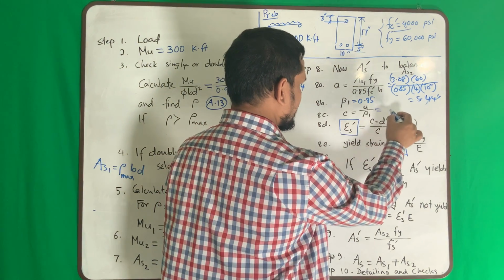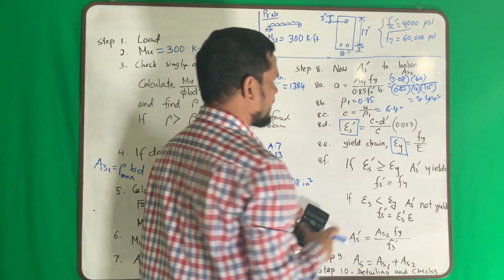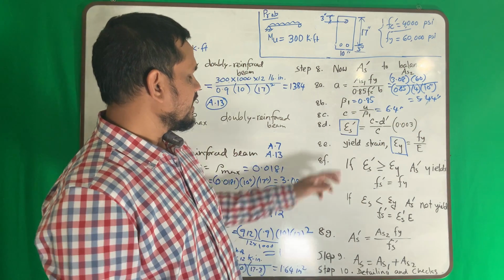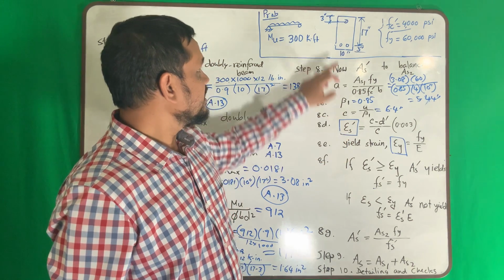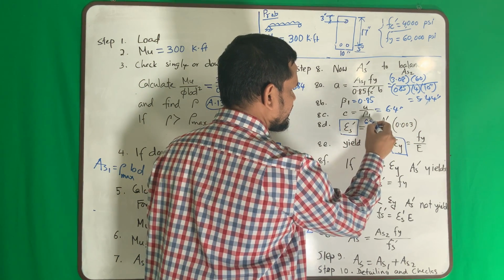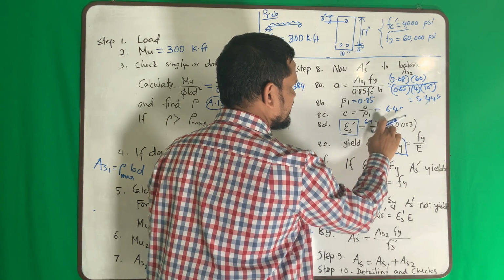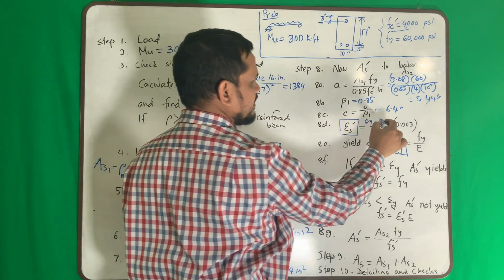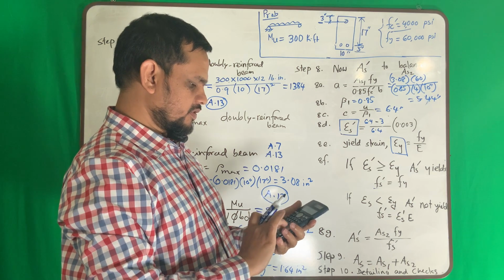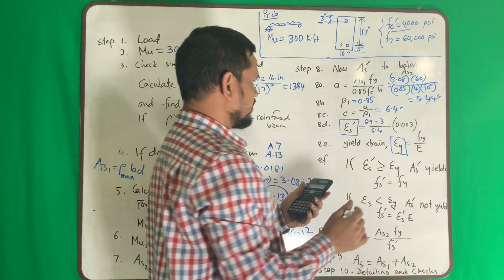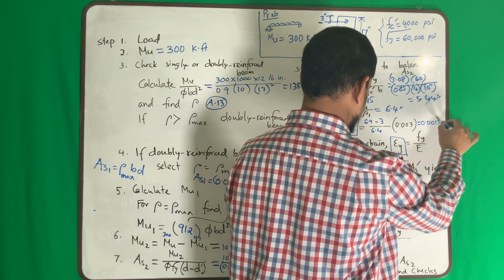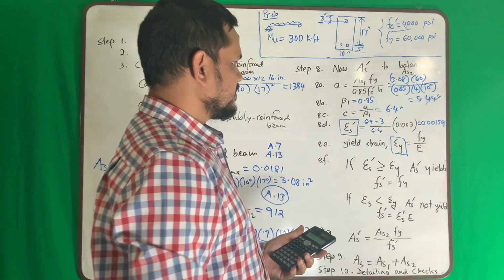Then if I use this one, I will get C equals 6.4 inch. So A is 5.44, beta 1 is 0.85. If I do this calculation, I will get 6.4. Then I can find my strain in compression steel: C minus d prime over C times 0.003. What is C? I just found 6.4. D prime, this time I used 3 inch. So 6.4 minus 3, divided by 6.4, times 0.003. I got a very small number, 0.00159.